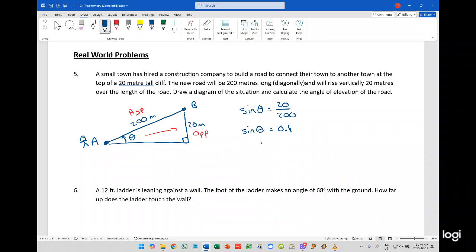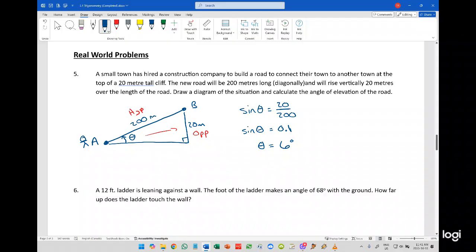5.739. Now in this application, there may actually be a good reason to keep an extra decimal place, but because we're just high school students and we're not designing a real road, I think it's safe to say that the angle's about 6 degrees. So that's it. Angle of elevation is about 6 degrees for that problem.